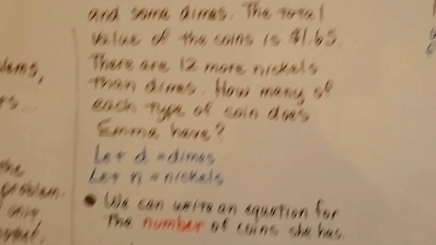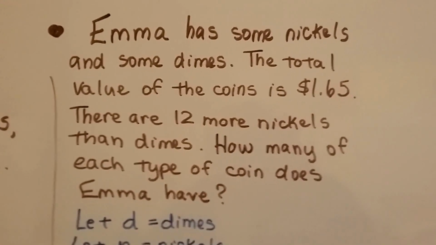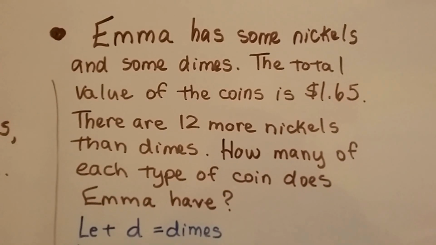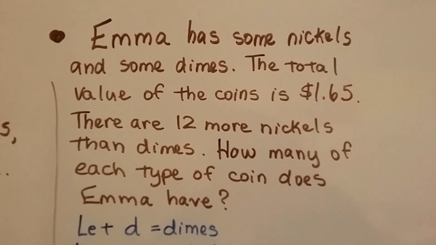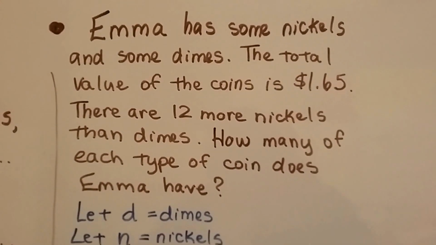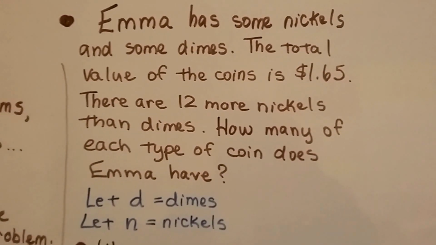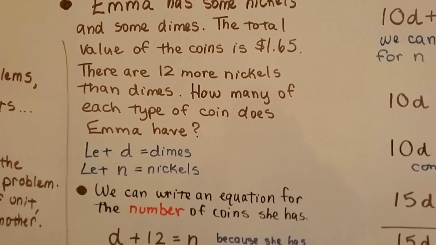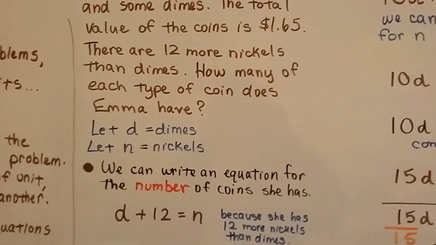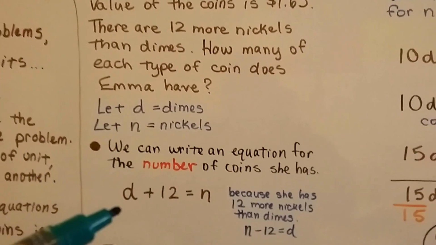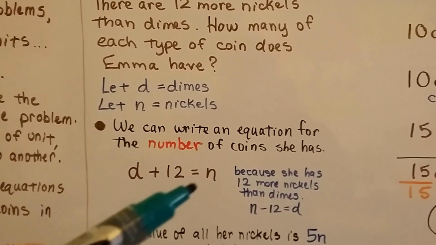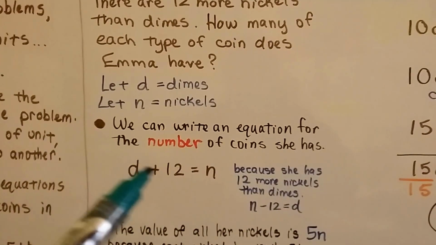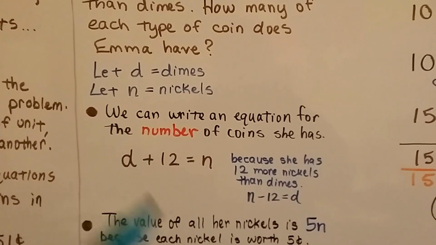So, Emma has some nickels and some dimes, and the total value of the coins is $1.65. Now there's 12 more nickels than dimes, so how many of each type of coin does she have? So we're going to let D equal dimes and N equal nickels. Now remember, it's going to total $1.65. So we can write an equation for the number of coins she has. There's 12 more nickels than dimes, so dimes plus 12 equals the nickels, because the nickels take away 12 would equal the dimes, see? It's the inverse.